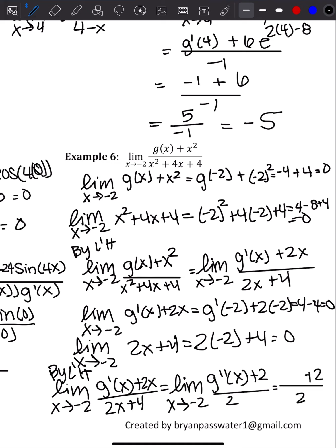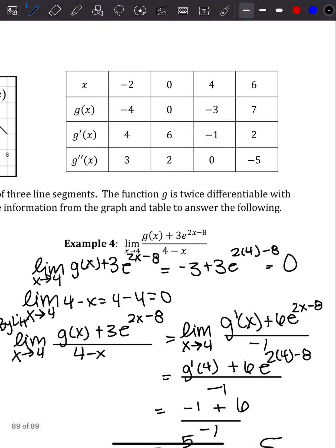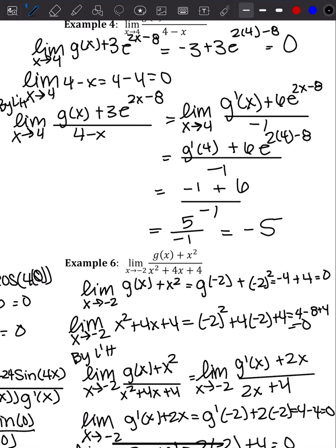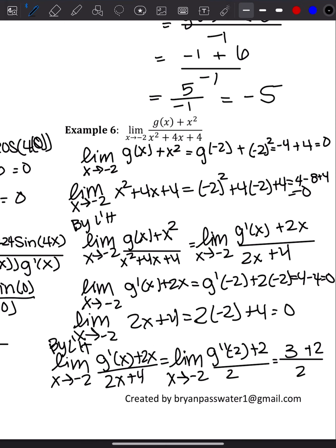Well, g double prime of negative 2 is 3. So 3 plus 2 divided by 2. So 3 plus 2 is 5, divided by 2.